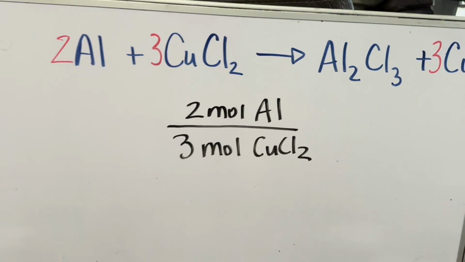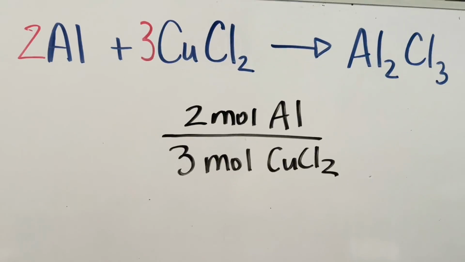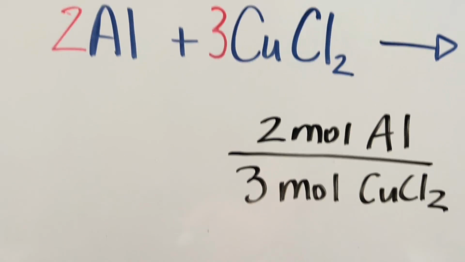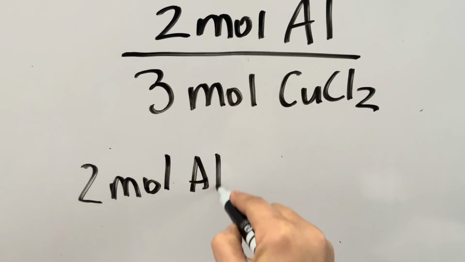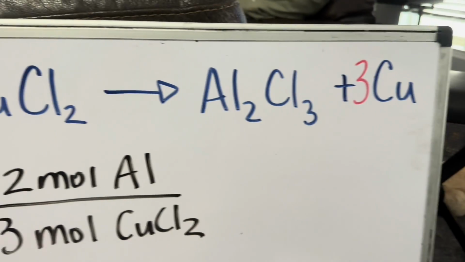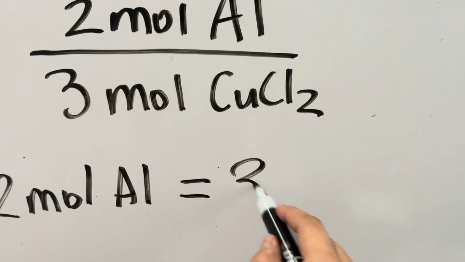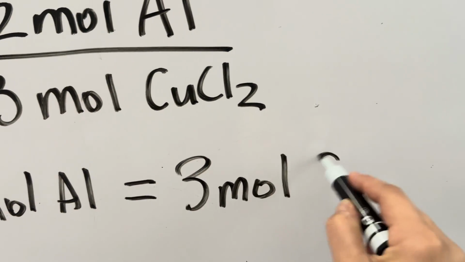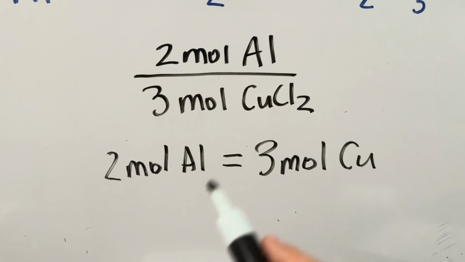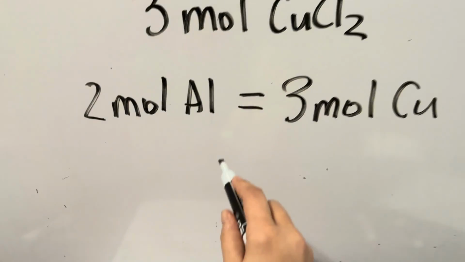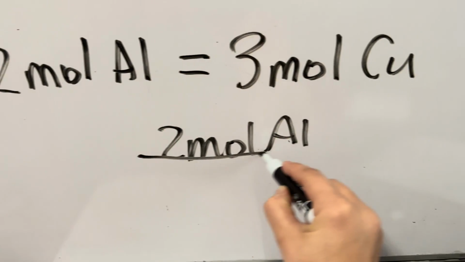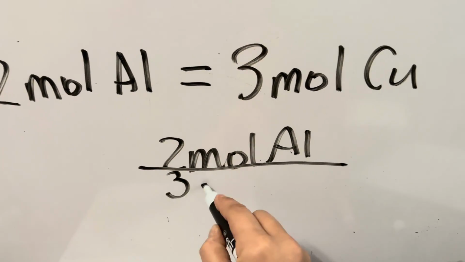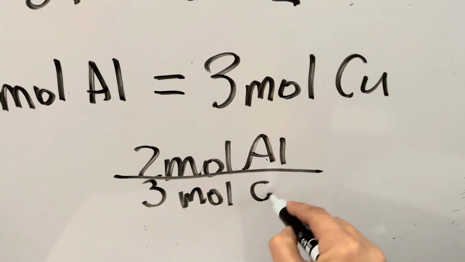And if you need to see it, you can write it out as an equivalent statement. So let's do one of those. So 2 moles of Al produces, you can think about it, 3 moles of copper in this system. So I can turn that into a molar ratio. 2 moles of aluminum is equivalent to 3 moles of copper.